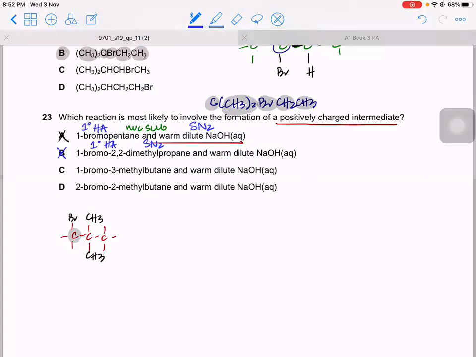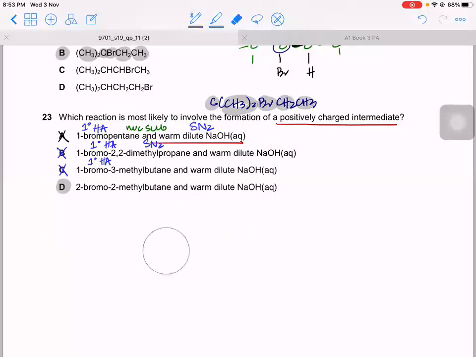1-bromo-2,2-dimethylpropane: carbon 1 has a Br, and 2,2-dimethyl, so that's 2,2-dimethylpropane. Again, this is a primary halogenoalkane, which will undergo SN2. Can't be the answer. Next, 1-bromo-3-methylbutane. Again, a primary halogenoalkane cannot undergo SN1, it will undergo SN2. SN2 does not involve formation of a carbocation. The answer therefore is D.